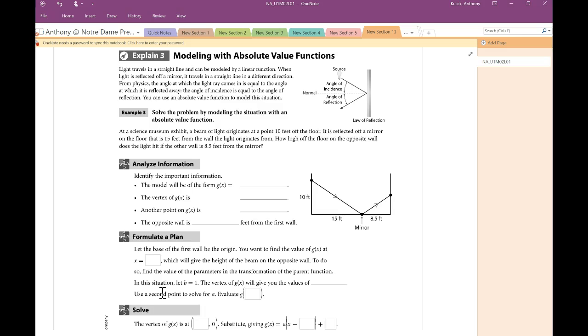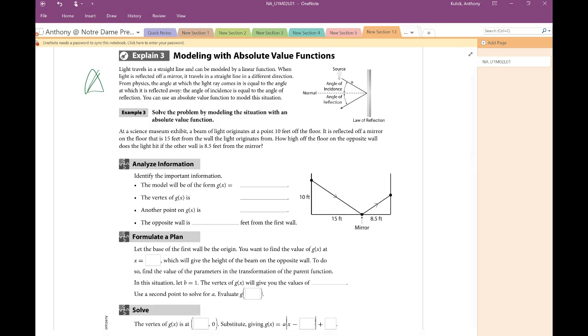So the situation, a little bit of background here. It says light travels in a straight line and can be modeled by a linear function. When light is reflected off a mirror, it travels in a straight line in a different direction. From physics, the angle at which the light ray comes in is equal to the angle at which it is reflected away. The angle of incidence is equal to the angle of reflection. You can use the absolute value function to model this situation.